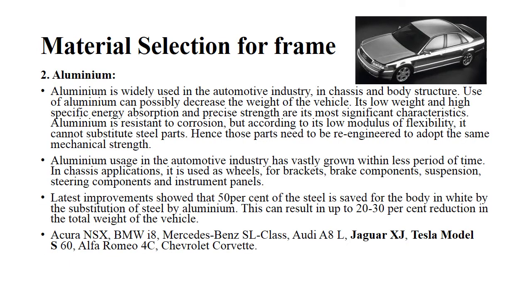Next is aluminium, and you can see it's widely used nowadays, mainly because it leads to a reduction in the weight of the vehicle. High specific energy absorption and low weight are the most significant characteristics. It's resistant to corrosion as well. Aluminium is used mainly in chassis applications for wheels, brackets, brake components, suspension, steering and instrument panels. All of them use aluminium components. Around 50% of the weight can be reduced by using aluminium instead of steel.